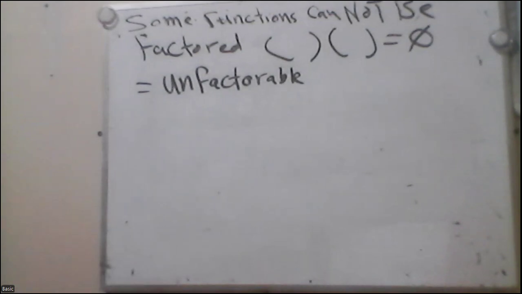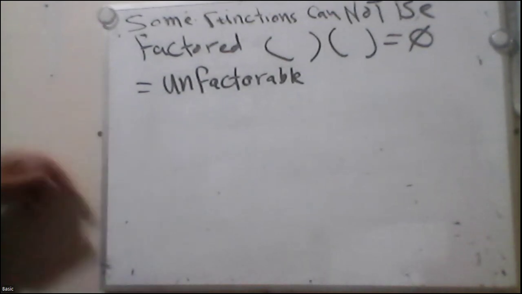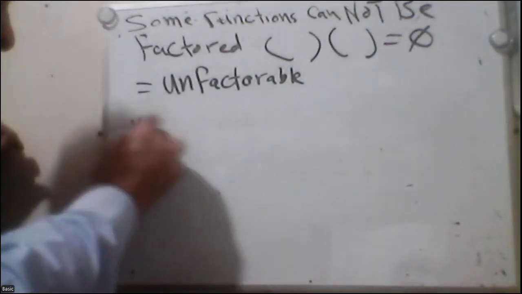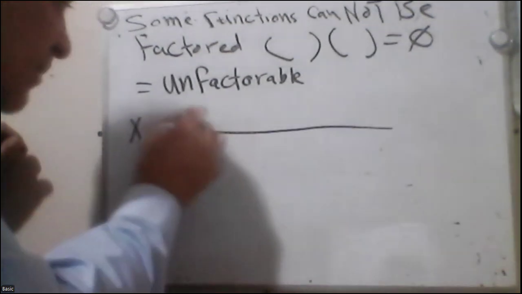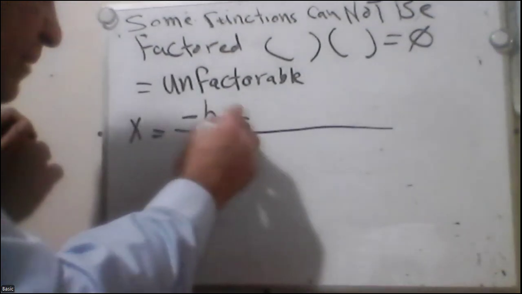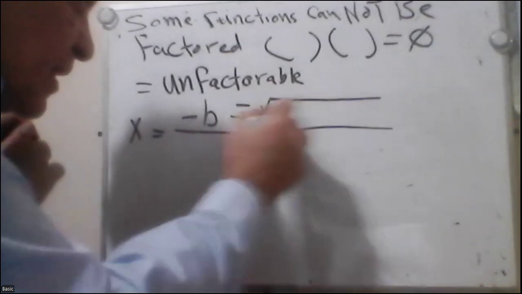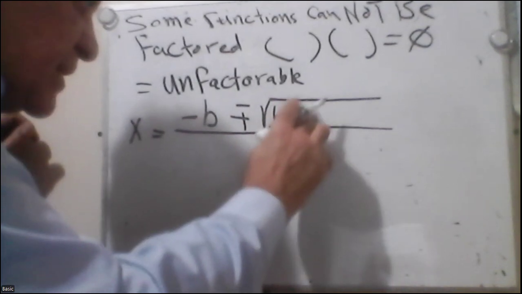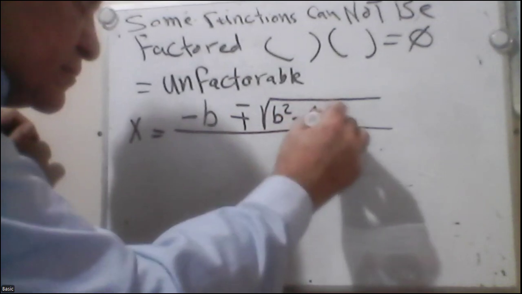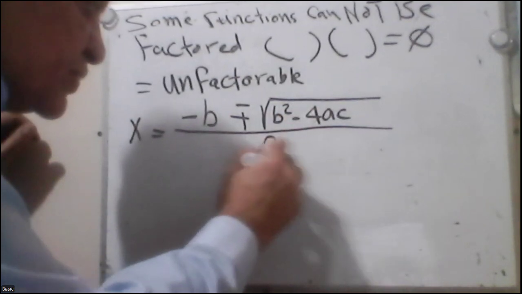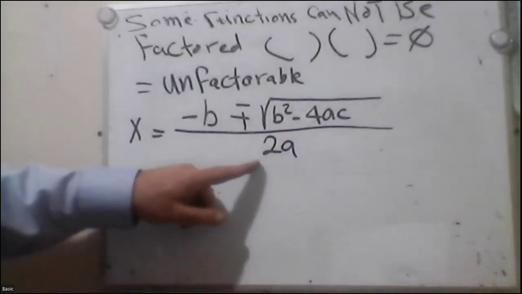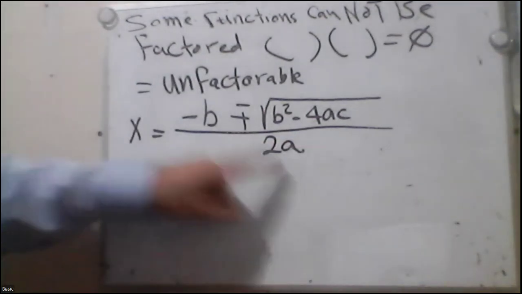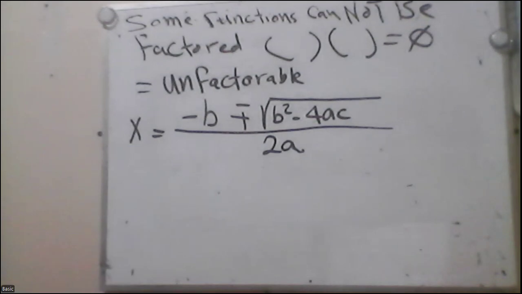For that reason, we use this relationship, which I will write to you right now. The x values will equal minus b plus or negative the square root of b squared minus 4ac, divided by 2a. Take care that the 2a, the a here, is not within the root. The root is outside of the a.